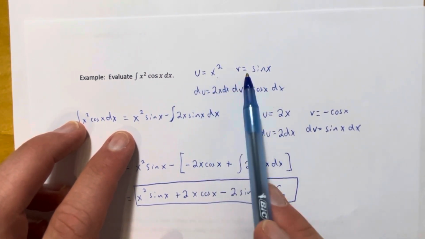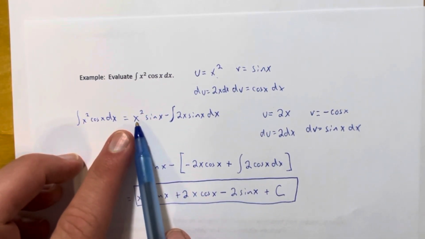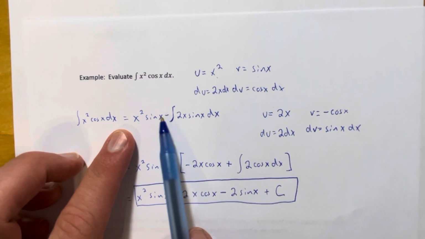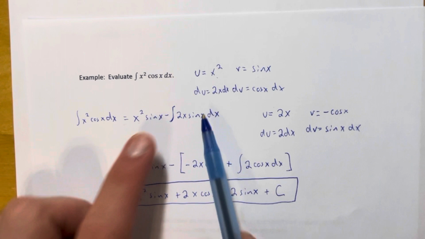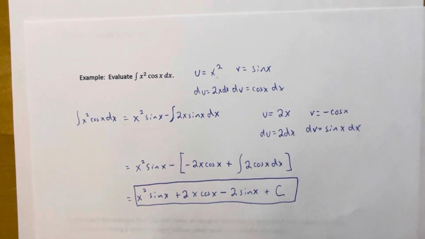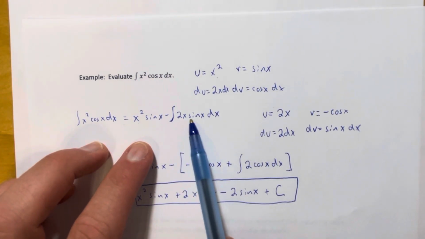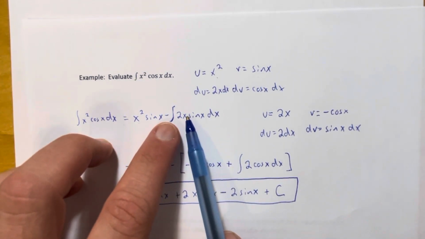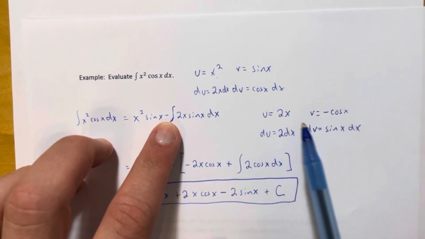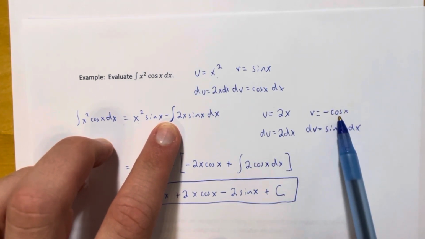I ended up with uv as this term right here, right? So the very first thing that I get is uv. But what happens next? I ended up with an integral that was not quite doable without doing integration by parts another time. So I decided to go again with the integration by parts, but this had me choosing a new u and a new v, okay? So in this case, I chose u to be 2x, dv was sine of x dx, so that meant v was negative cosine of x.